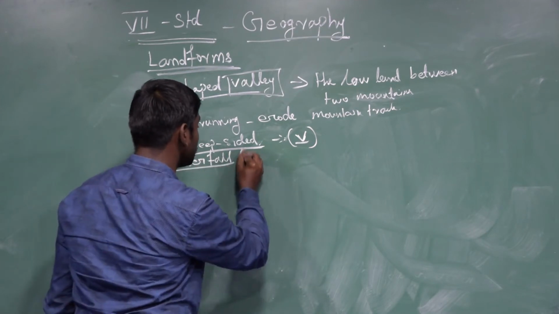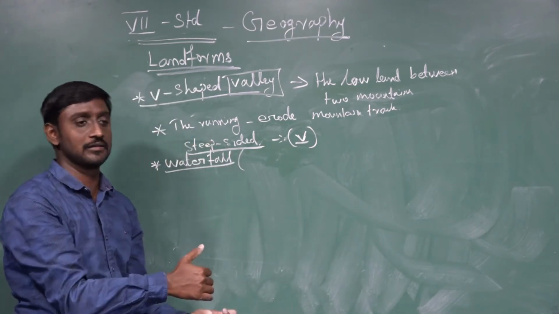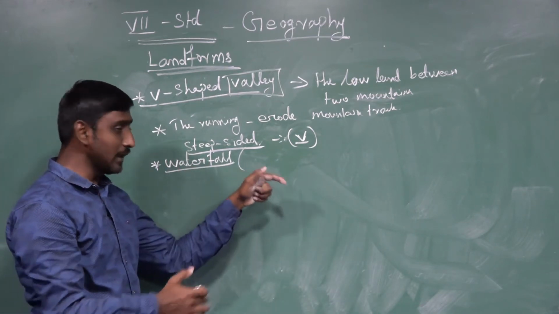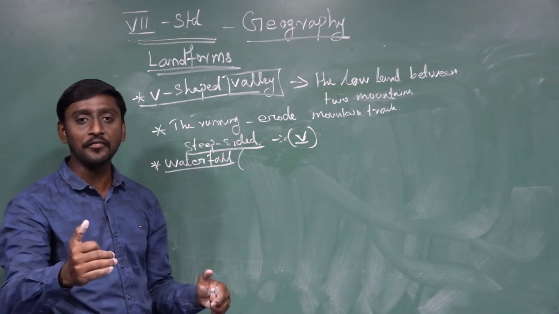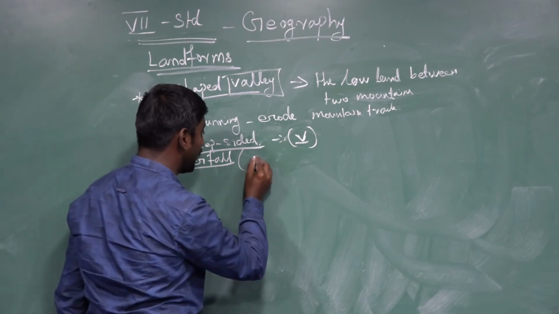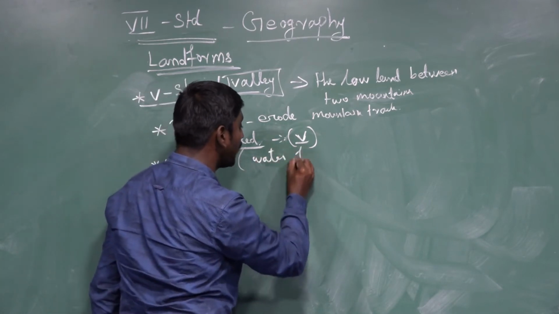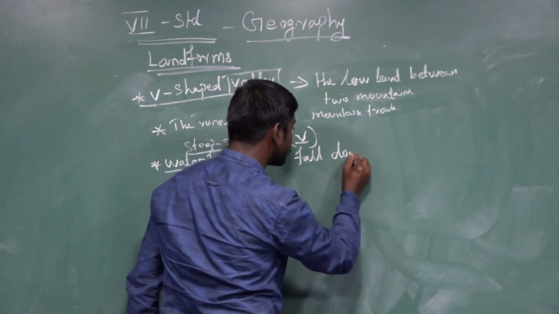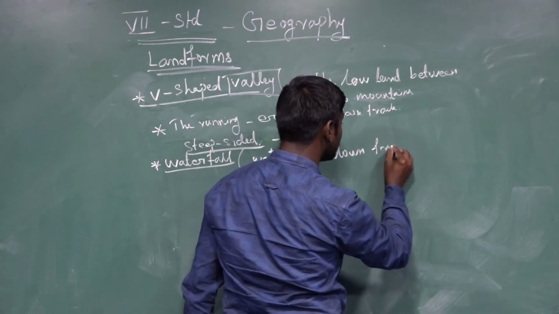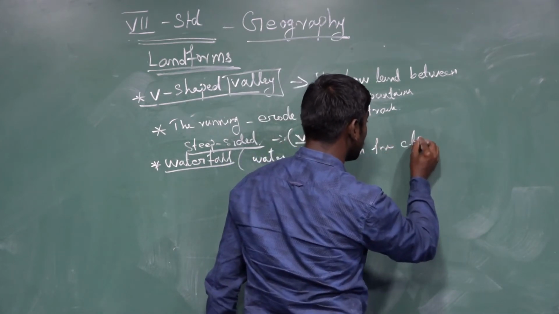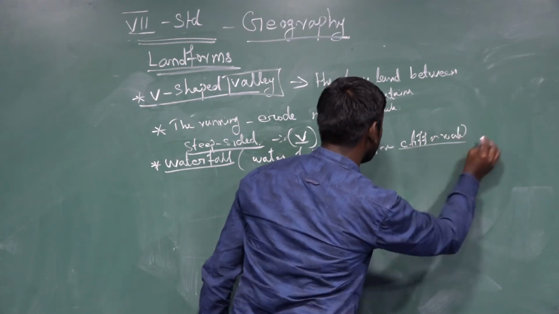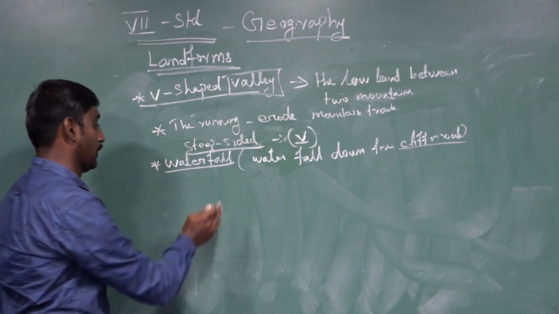The meaning of waterfall is falling water. Water that falls down from a cliff or rocks is called a waterfall.